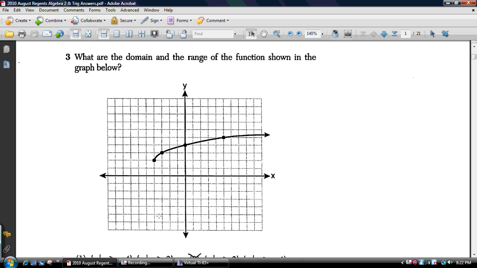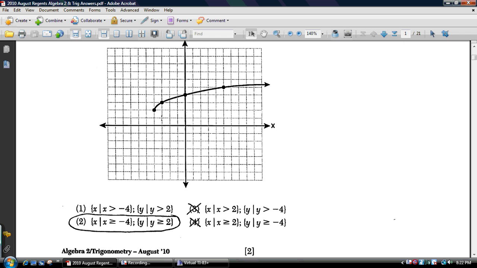Next example. What are the domain and range of the function shown in the graph below? Well, domain is where it exists in the x direction, and range is where it exists in the y direction. So look, it starts at -4 and goes all the way to infinity, because that's what that arrow means. So it's anything greater than or equal to -4 for the x's. And the range starts at 2 and goes up to infinity, because this thing is actually going to keep rising, although it doesn't look like it. So y's got to be greater than or equal to 2.